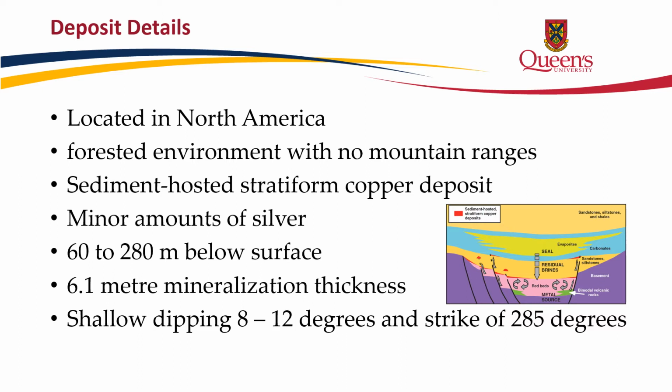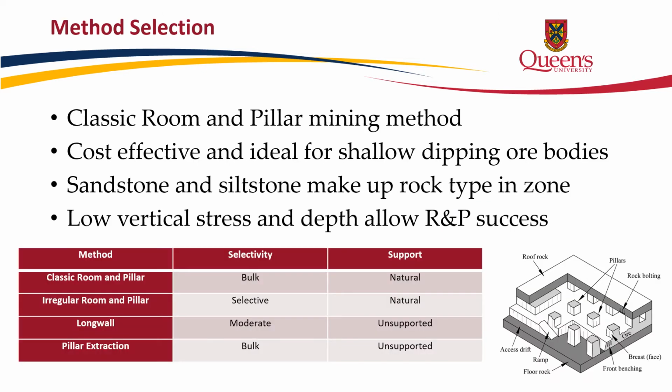The main zone has a shallow dip between 8 to 12 degrees and strike of 285 degrees. The shallow deposit infers uniformity in joint spacing and stress conditions in the mineralized zone and consistency in material grade. Characteristics of the copper deposit Genoa infer a classic room and pillar mining method should be implemented.